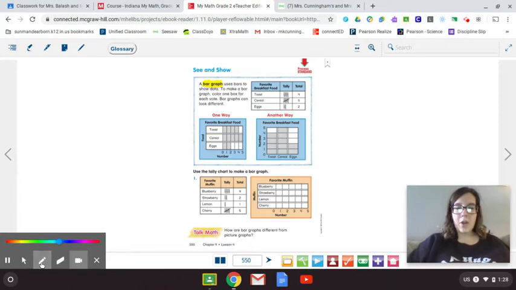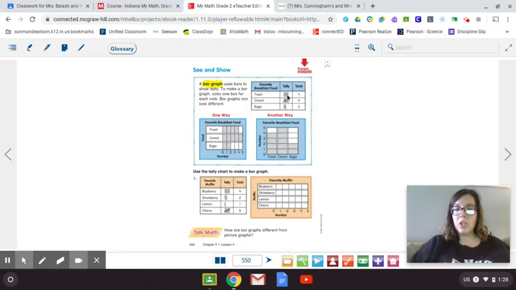Okay, so now it says a bar graph uses bars to show data. To make a bar graph, color 1 box for each vote. Bar graphs can look different, okay? So if we're looking here, they already created this one for us. So we have to look at these. Oops, sorry guys, I accidentally paused the recording. We have to look at these tally marks, and it tells us the total over here. So we have 1, 2, 3, 4 tally marks. So 4 total people liked toast the best. So they wrote it this way. They colored in 4 boxes this way.